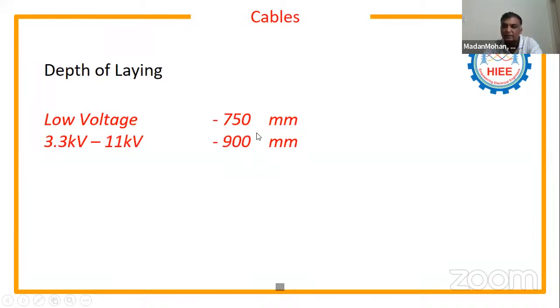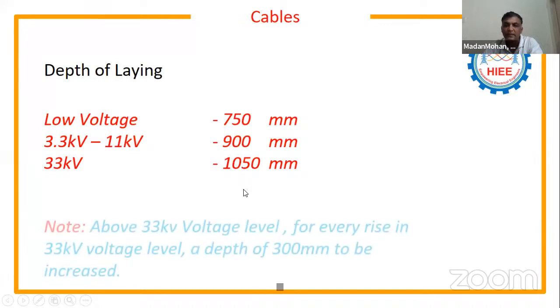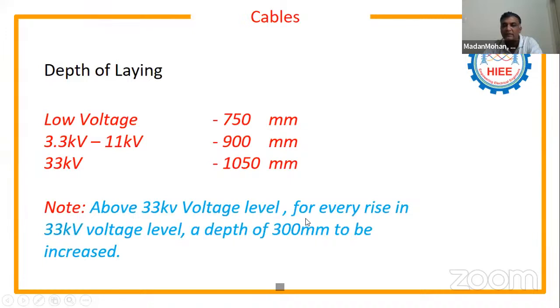For 3.3 kV to 11 kV cables, we lay the cables at 900 mm below the ground, and 33 kV cables are laid 1050 mm below the ground. Okay, this is the LT cable, and these are the medium voltage cables, and above 33 kV, for every rise in 33 kV level, your depth of laying is going to increase by 300 mm.